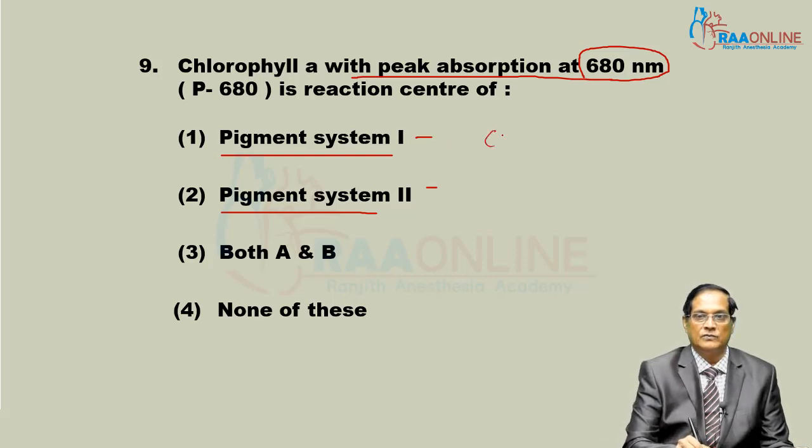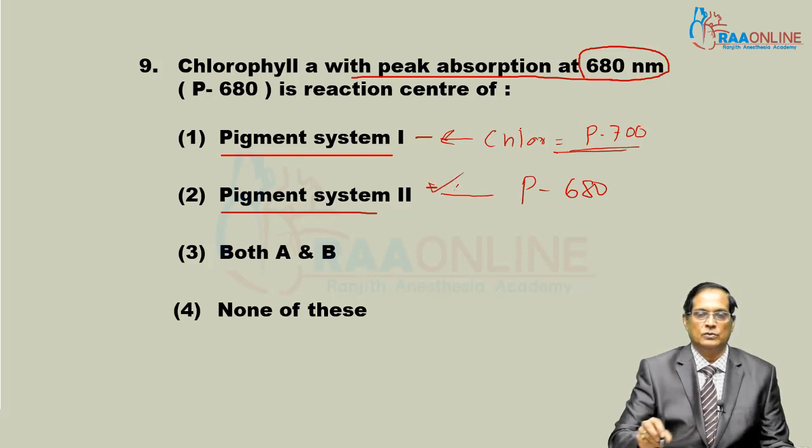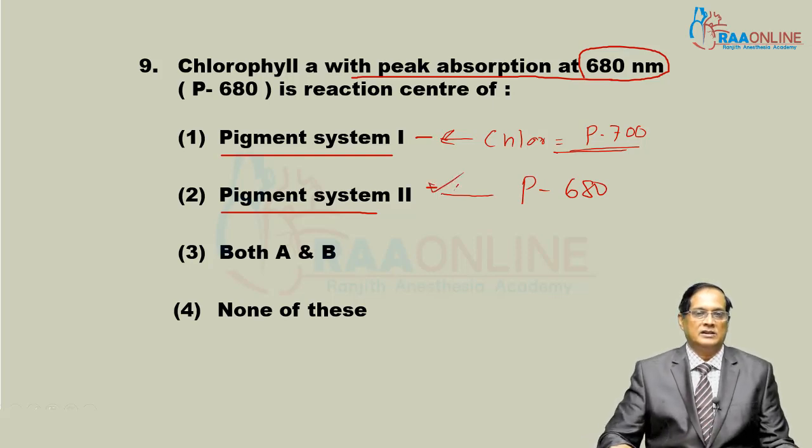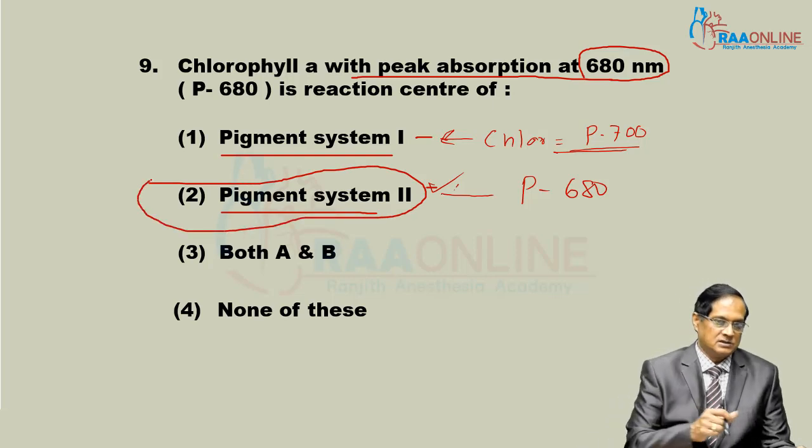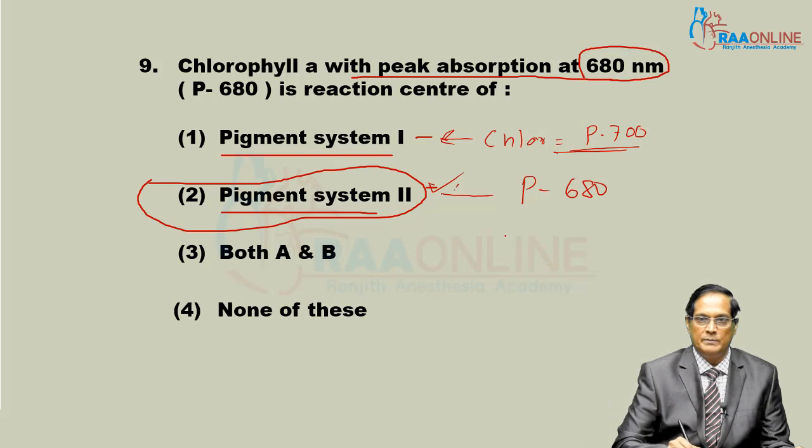In pigment system 1, a specific form of chlorophyll A, that is P700, is there. It is the reaction center of pigment system 1, whereas P680 is the reaction center of pigment system number 2. So here the answer is very clear, that is P680. P680 is the reaction center of pigment system number 2. These pigment systems are present over the thylakoid membrane.